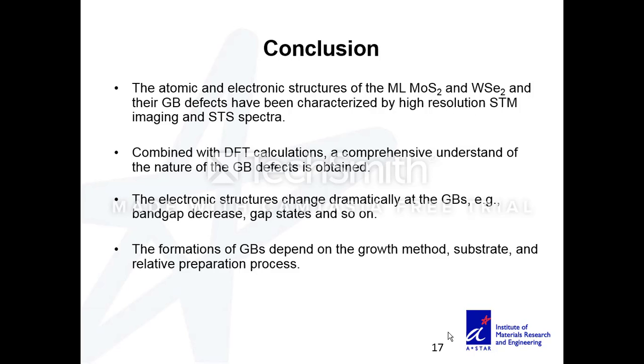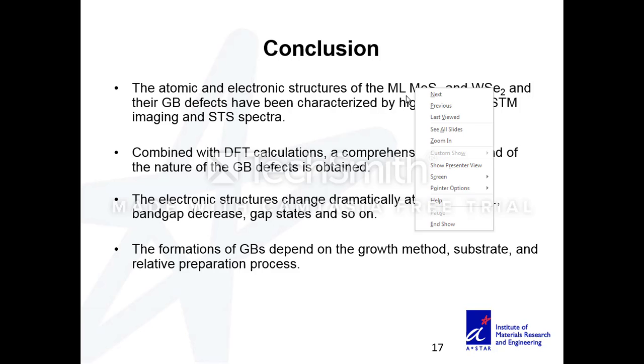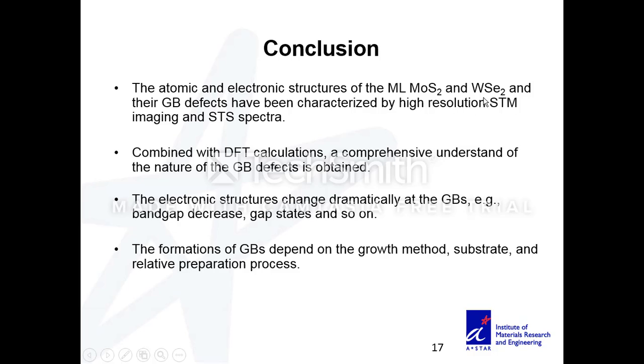Okay, so now I come to my conclusion. We use STM and STS to investigate the atomic and electronic structure of MoS2 and WSe2 and their grain boundary defects, and combined with the calculation, we can obtain a quite comprehensive understanding of the nature of these grain boundary defects. And as we can see, the electronic property can be changed dramatically at the grain boundary. We find some bandgap decrease and also gap states and so on.